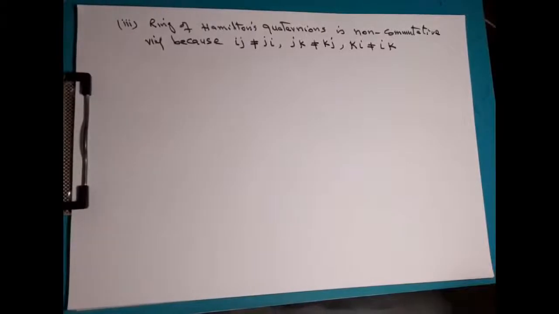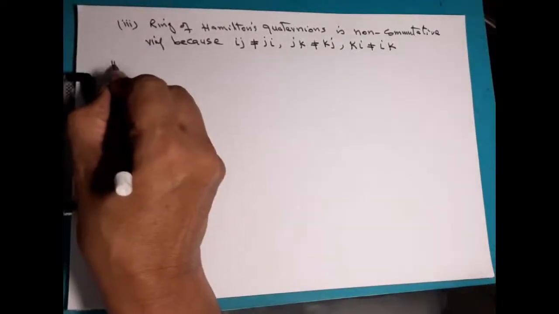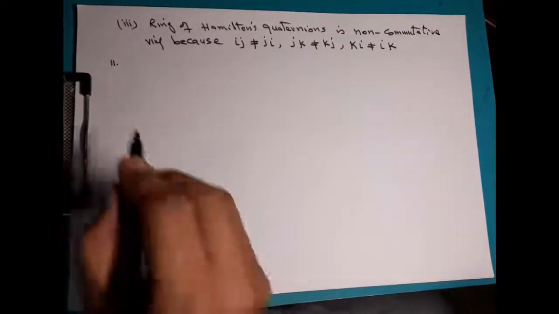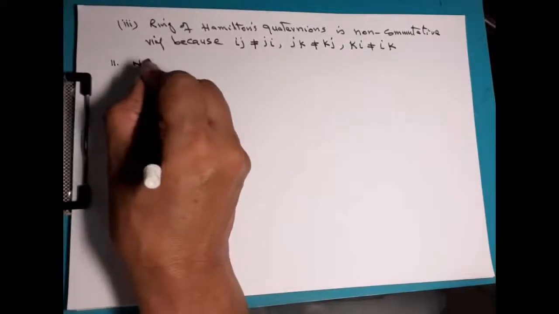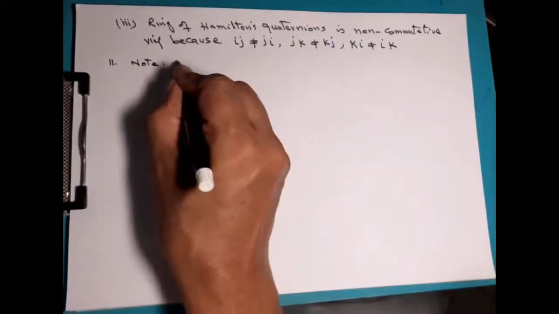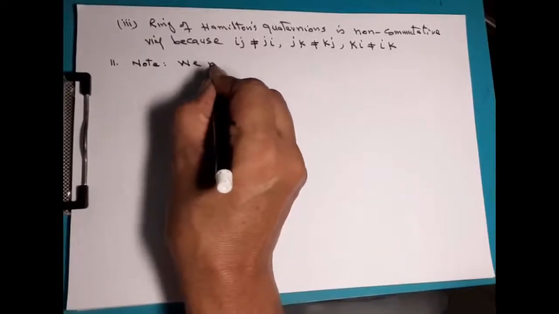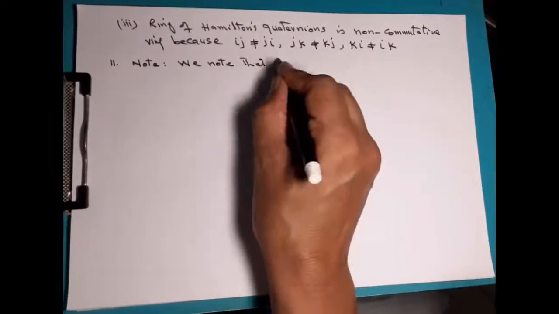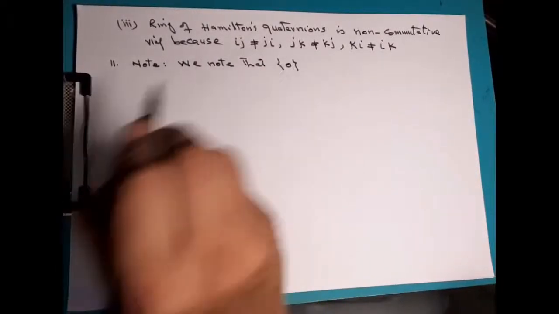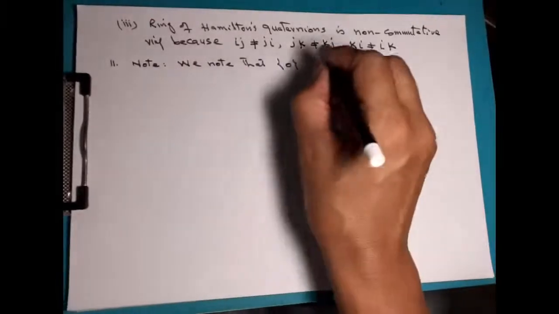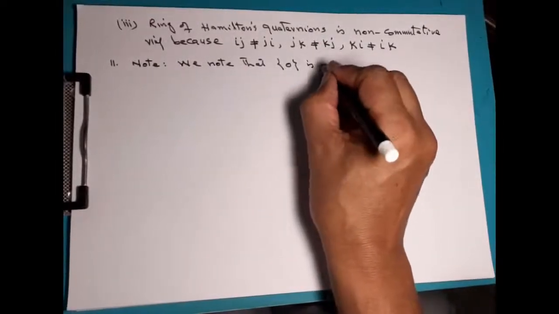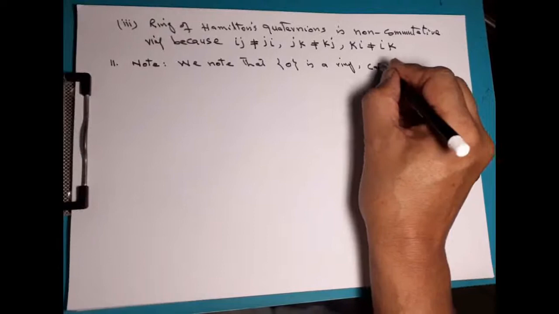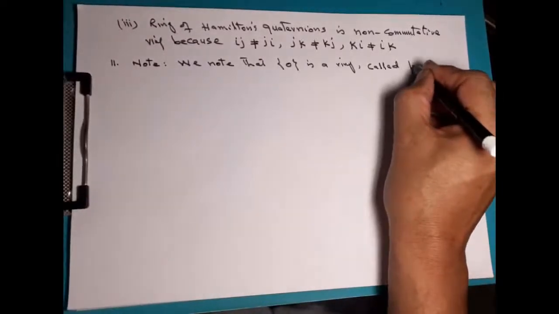Having said that, let's have a simple note. We note that if we consider only the zero element, then this is a ring as well, and this is called the trivial ring.